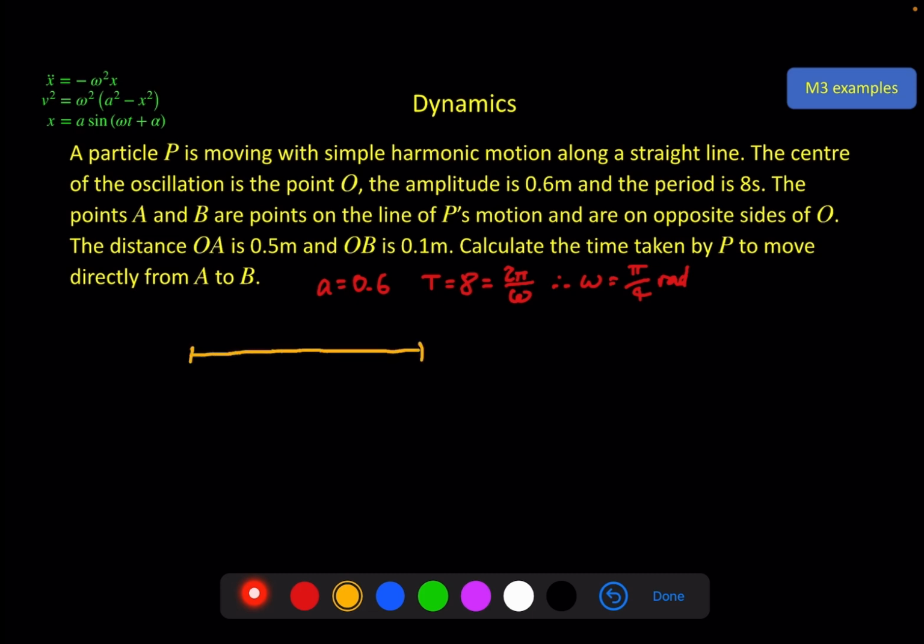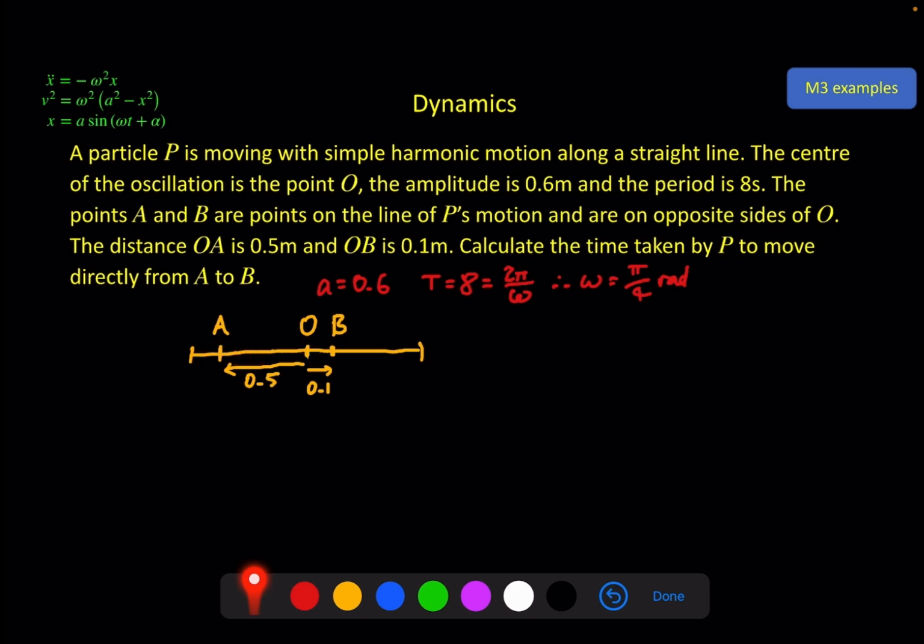So we've got the endpoints here, center of oscillation here. A is 0.5 meters away, let's put that here, and B is 0.1 meters away on the opposite side of O from A, so that's about here. So this distance is 0.5, and this distance is 0.1, and we want the time it takes to go from A to B.